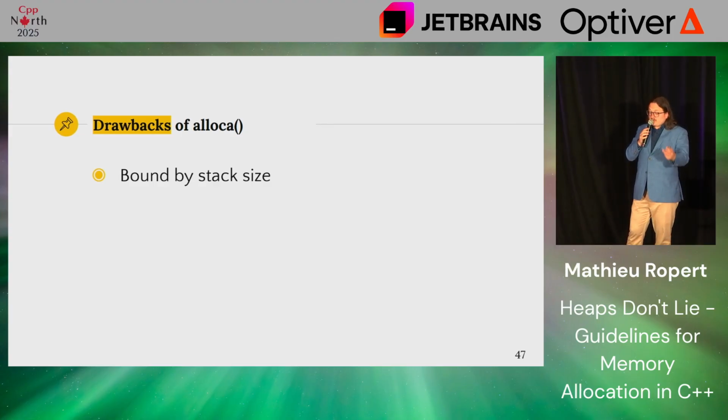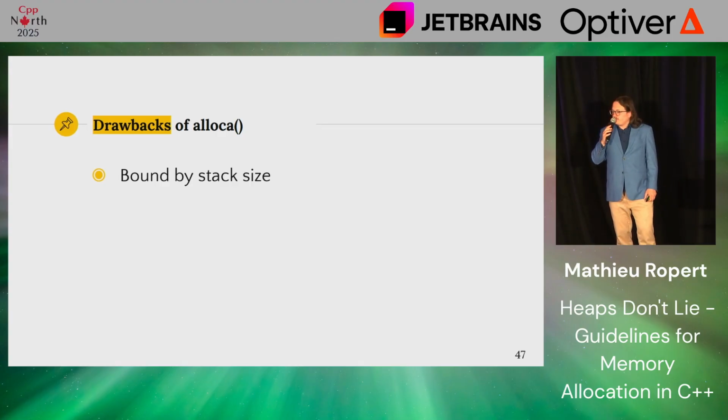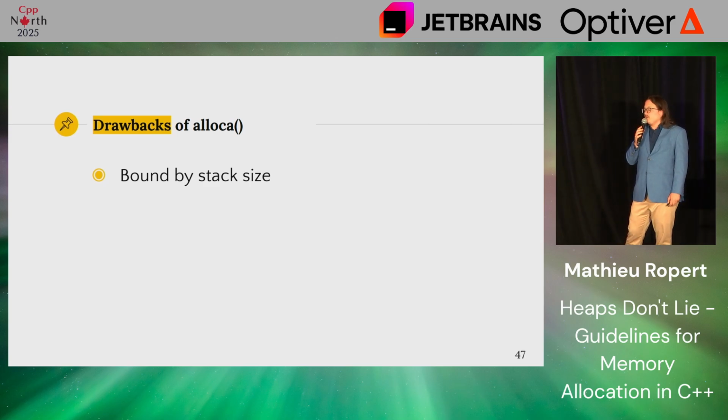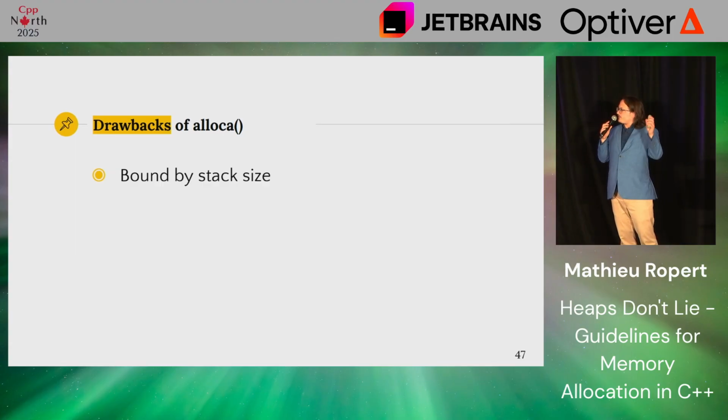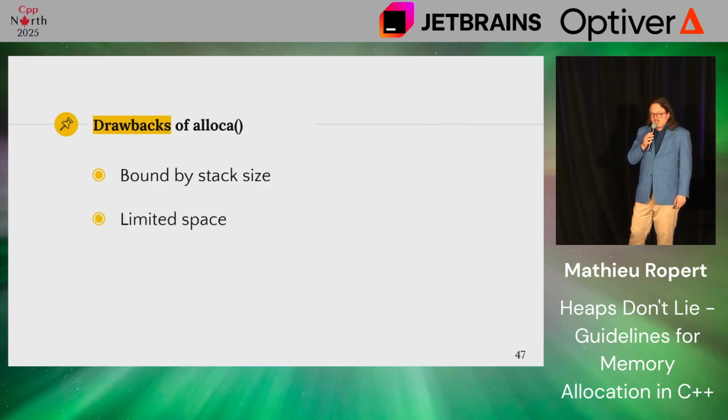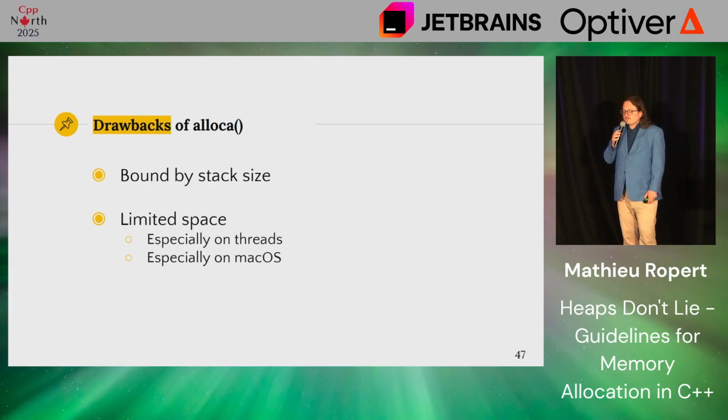For example, I've seen people try to optimize my Pathfinder by not using the size of a vector and just allocating the grid with alloca, which works until the grid gets too big, and then you run out of stack space. If you're lucky, it will be caught. If you're not, it's just going to randomly crash or do some funky things. Again, limited space, especially on threads.